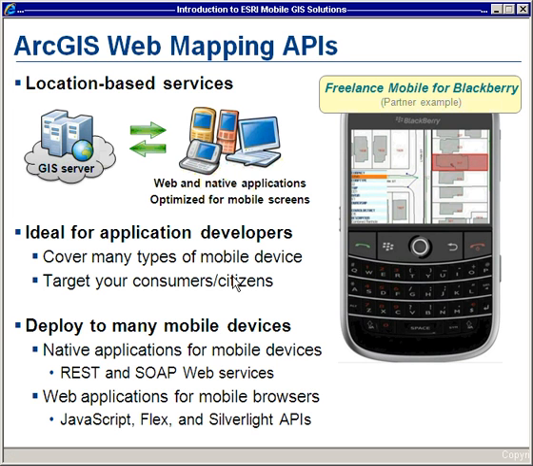For example, you could go and build a very simple and easy to use web application that targets the Apple iPhone Safari browser using our JavaScript APIs. An example of this is from our partner TDC Group, who have built the Freelance mobile application, which runs specifically on the RIM BlackBerry devices and works directly with ArcGIS Server and Online.